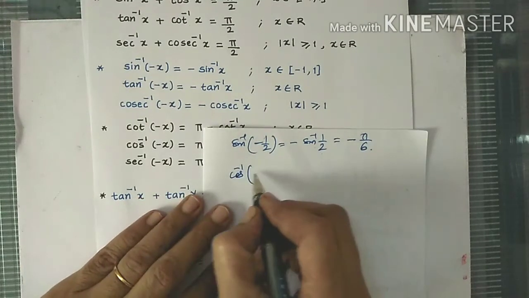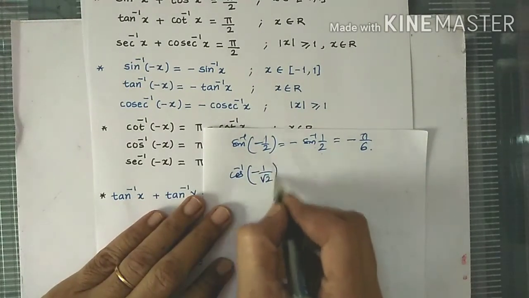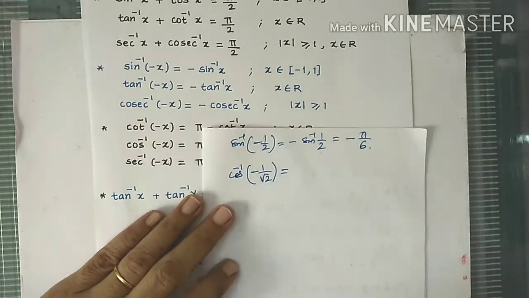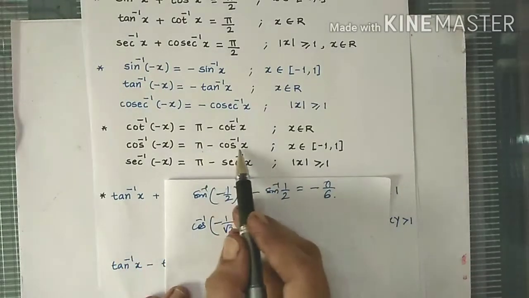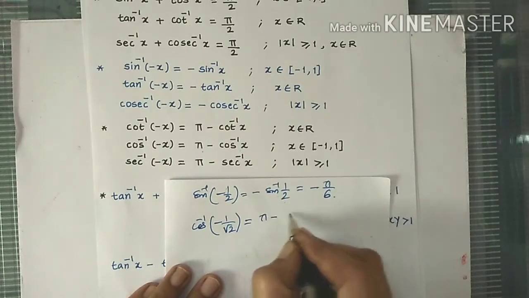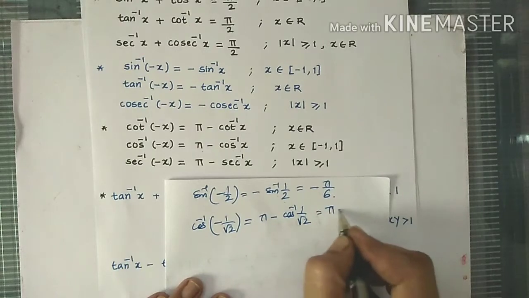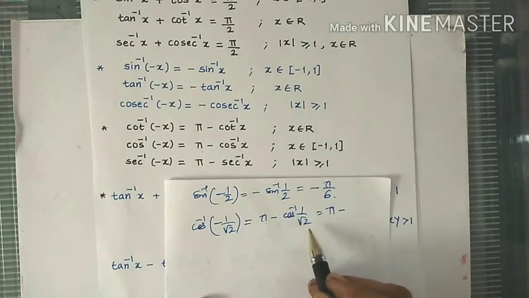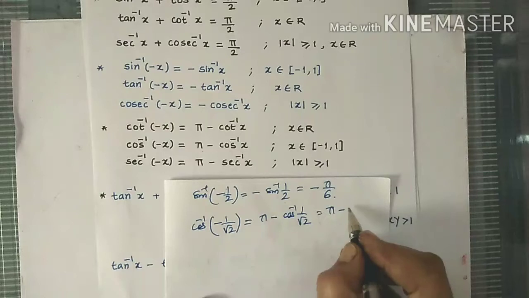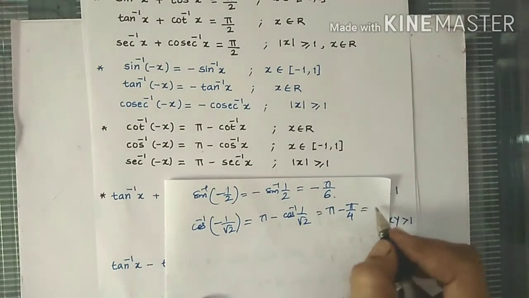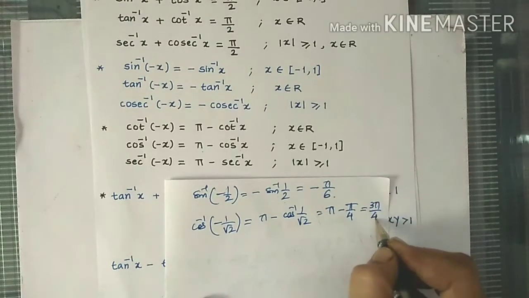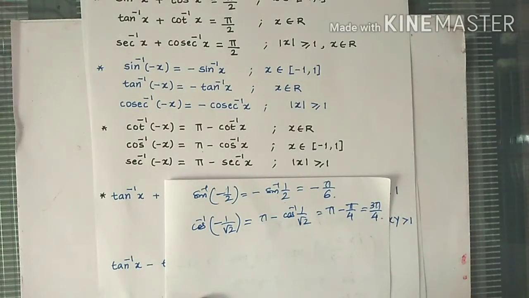If we have to find out cos inverse of say minus 1 by root 2, so using this property, what is the value? It is pi minus cos inverse x. So pi minus cos inverse of 1 by root 2, and 1 by root 2 we get for cos of pi by 4. So cos inverse of 1 by root 2 is pi by 4. So that becomes pi minus pi by 4, which is 3 pi by 4. See, using the properties, it becomes very simple to find the principal values.